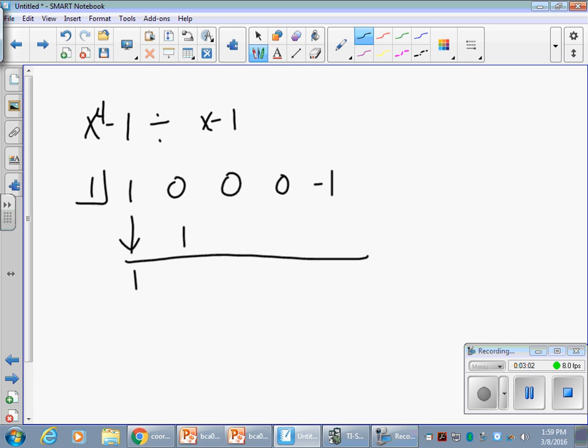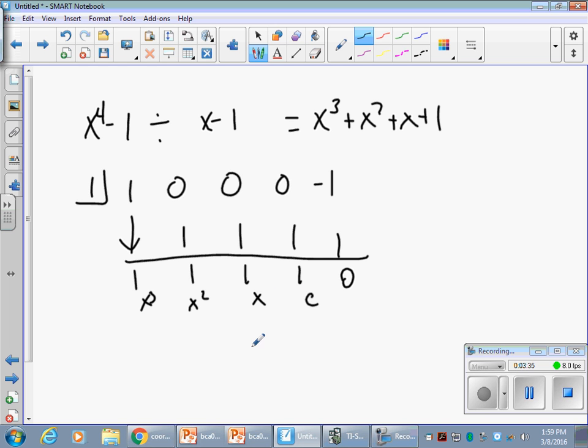Okay, bring down the 1. 1 times 1 is 1, and you add. 0 plus 1 is 1. 1 times 1 is 1, and you add. 0 plus 1 is 1. 1 times 1 is 1, and you add. 0 plus 1 is 1. 1 times 1 is 1, and I get a remainder of 0. So my answer when it's divided would be, I start with 1 degree less, so that's going to be 1x to the 3rd plus 1x squared plus 1x plus 1 with a remainder of 0. So this is the x to the 3rd, this is the x to the 2nd, this is the x, and this is the constant. Okay, let's try another one.